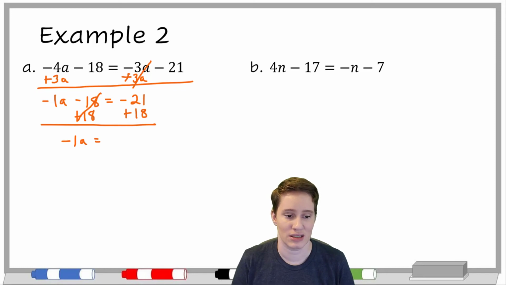So negative 21 plus 18 gives you negative 3. If you wrote negative 1a equals negative 3, it should be hopefully pretty obvious.